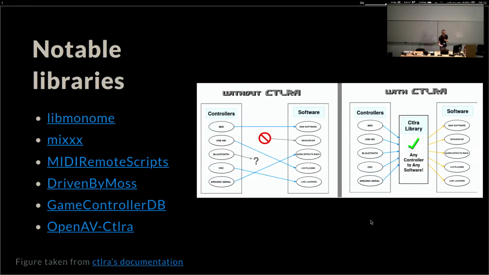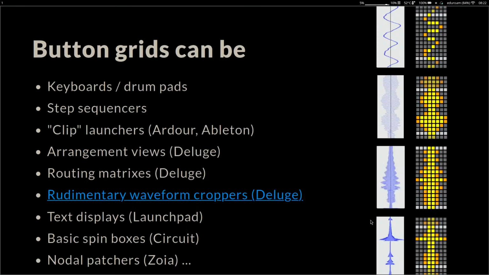I have to say, OpenAV was a great project, but I haven't seen any updates in a long while. It's also written in C, and I'm going to show you how my approach is specific to C++. So, yeah. So why button grids?